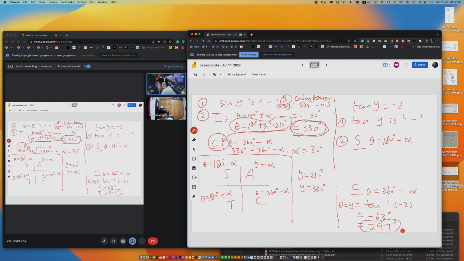Okay, so I put the 297 into this to get my alpha, and my alpha worked out to be 63 degrees. Once I get my alpha of 63 degrees, I input it back into the S quadrant, so I get my another theta, which is, can you help me out? 180 minus 63. Okay, good, done. So are you convinced how you get both theta?